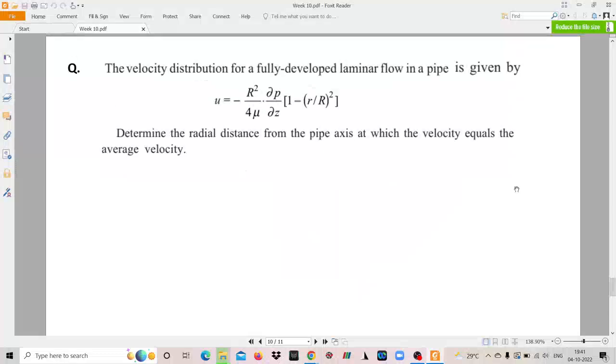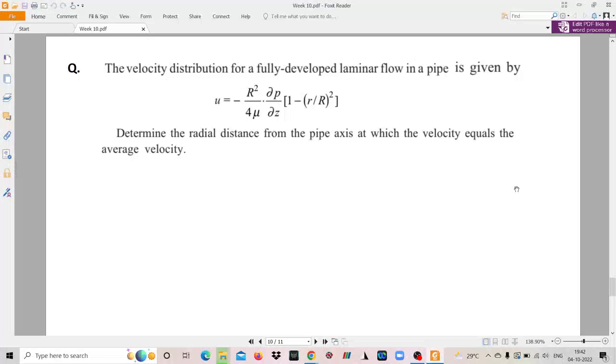The velocity distribution for a fully developed laminar flow in a pipe is given by u is equal to R square by 4 mu del phi by del z into 1 minus r by R whole square. That is the expression that we have just seen. Determine the radial distance from the pipe axis at which the velocity equals the average velocity. If you have understood the previous two problems, then this is a very simple problem. So please take 5 to 6 minutes and try to solve this problem, and then we'll discuss the solution.